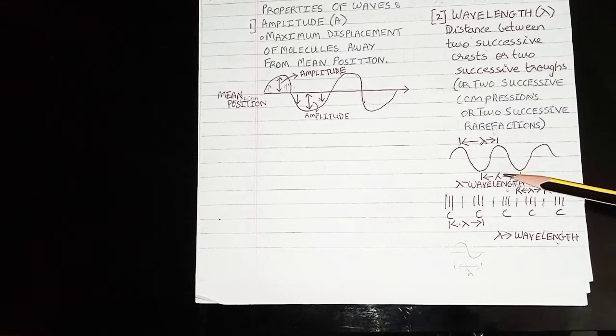So it can be the distance between two successive crests or two successive troughs, or it can be in longitudinal wave. This is transverse wave. In longitudinal wave, it can be two successive compressions, two successive rarefactions, or one compression and one rarefaction.